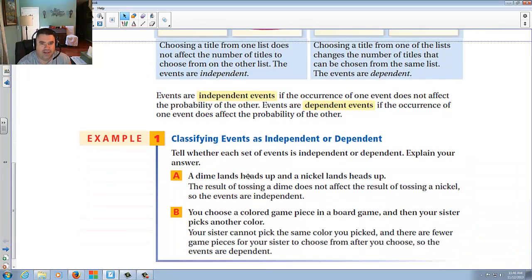Now, a dime lands heads up and a nickel lands heads up. The result of tossing a dime does not affect the tossing of a nickel, so they're independent. Just because I flip a dime one way doesn't mean a nickel is going to work the same way.